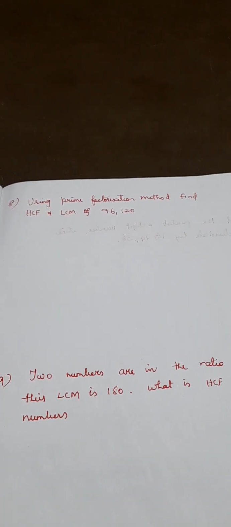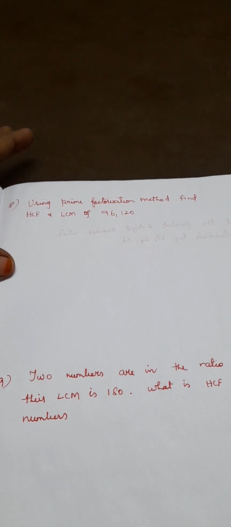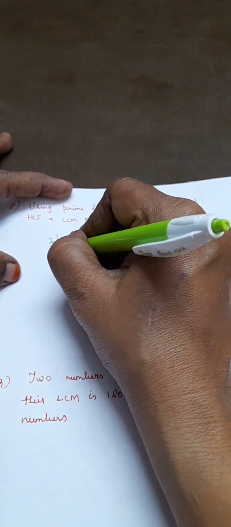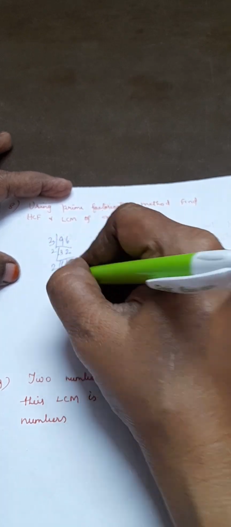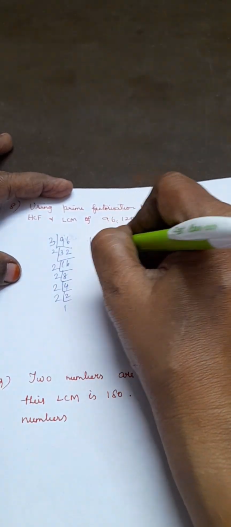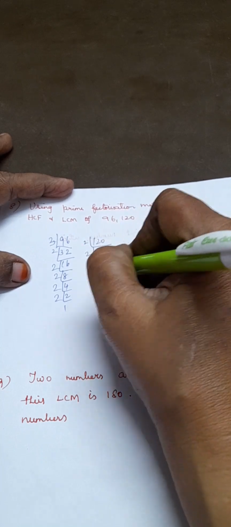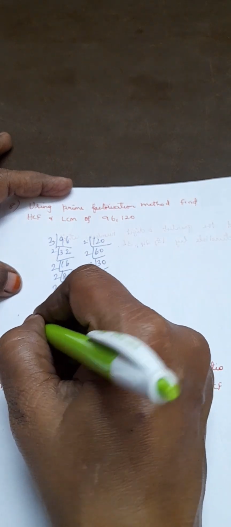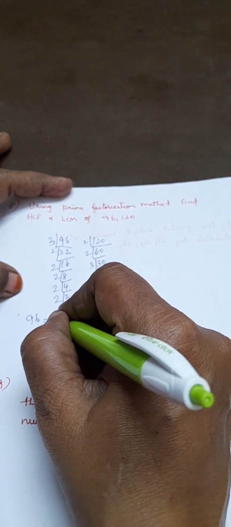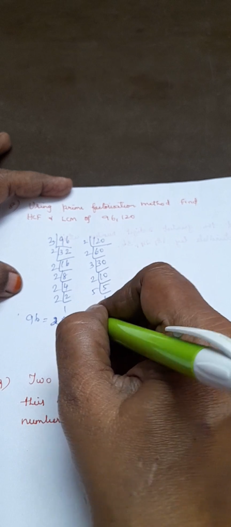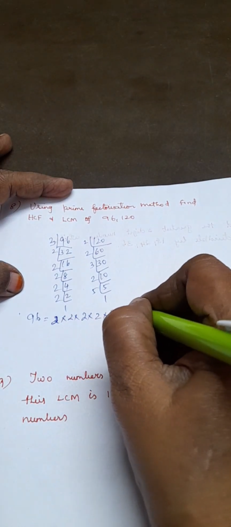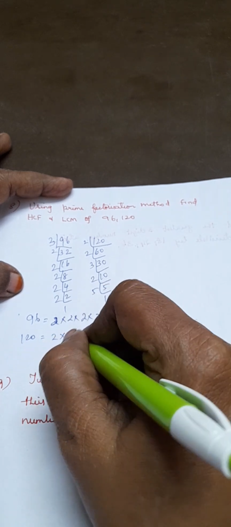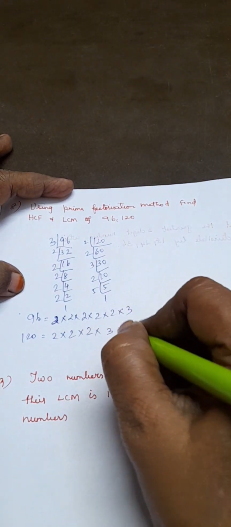Okay, using the prime factorization method, find HCF and LCM of 96 and 120. It's a simple problem. We'll do 96 prime factorization. We'll do with 2: 2, 48, 2, 24, 2, 12, 2, 6, 2, 3, 3, 1. For 120: 2, 60, 2, 30, 3, 10, 2, 5, 5, 1, right? Okay, now for HCF, write the 96 prime factors: 2 into 2 into 2 into 2 into 2 into 3. Then the 120 prime factors: 2 into 2 into 2 into 3 into 5, right?